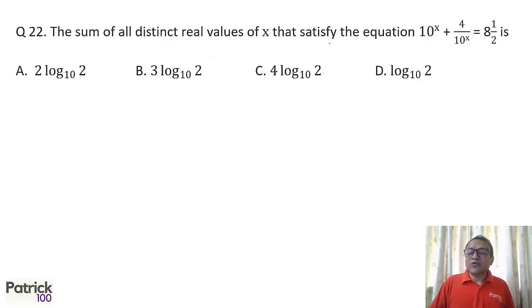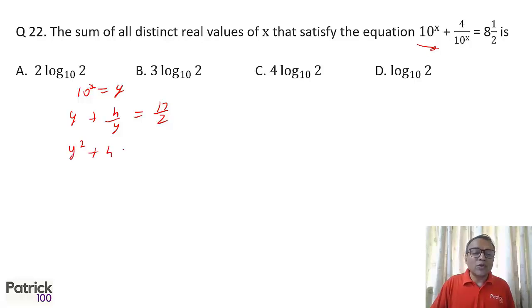Sum of distinct values of x. Now let's try to solve this. If I take 10 raised to x as y, you get y plus 4 upon y is equal to 17 upon 2, basically forming a quadratic equation. Multiply by y: y square plus 4 is equal to 17 upon 2 y. Multiply by 2: 2y square minus 17y plus 8 equals 0.